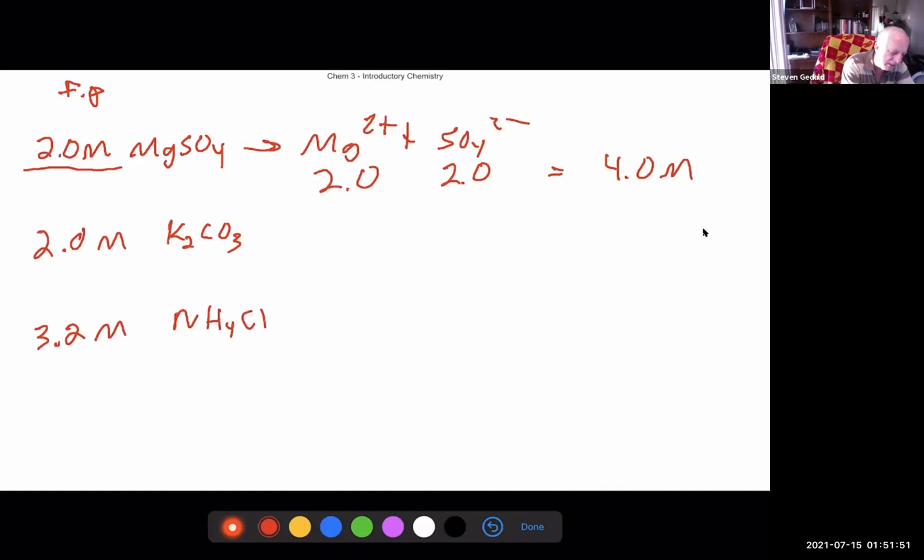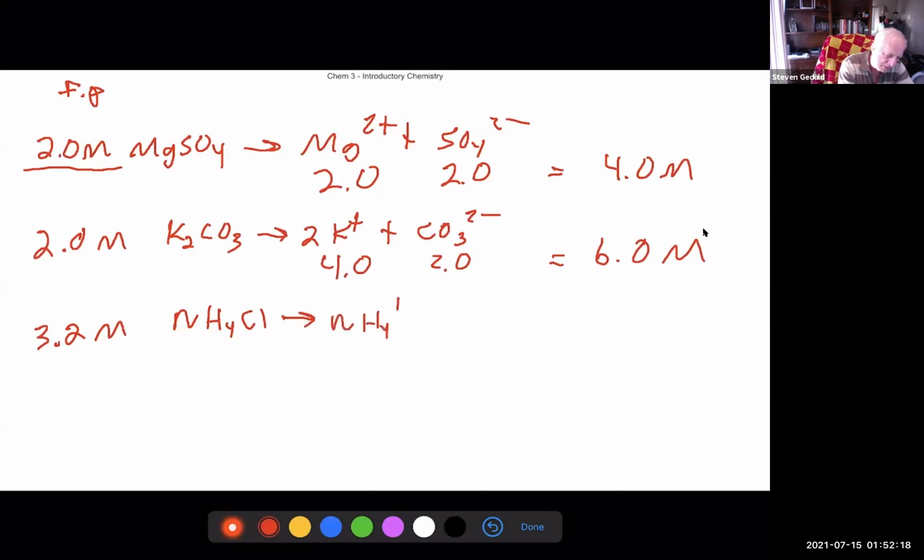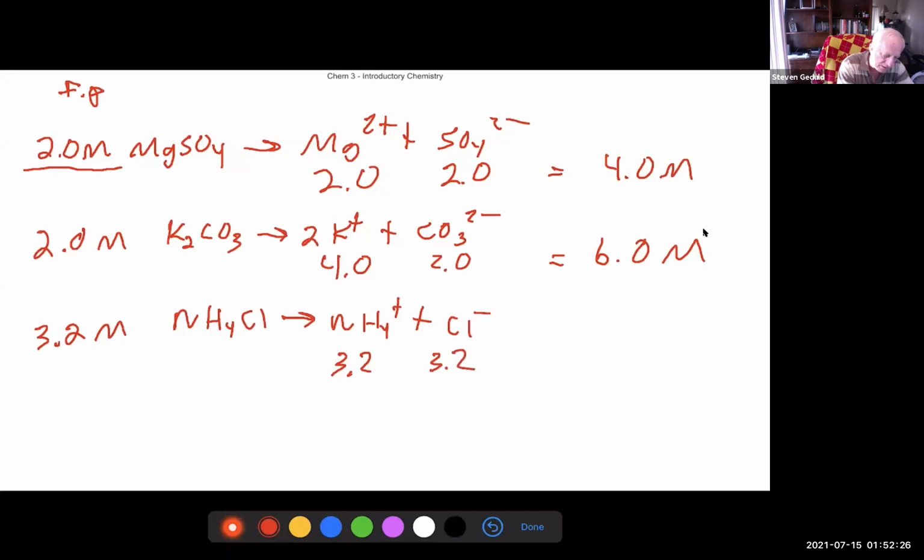So potassium carbonate goes to 2 potassiums plus 1 carbonate. Okay. So we have 2 molar. This is going to be 4 molar. This is going to be 2 molar. Because we're double that one. It's in a 1-to-2 ratio. And that gives you a total of 6 molarity for your total solution. Add those together. And then ammonium chloride goes to 1 NH4 plus ammonium plus Cl minus. And again, that's 3.2, that's 3.2. That gives you a total of 6.4 molar.